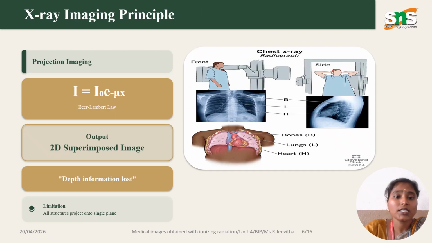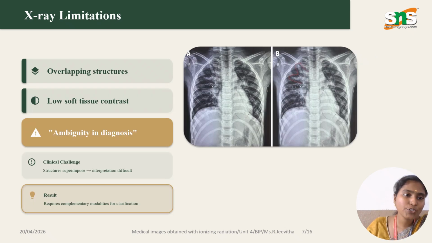Because of superposition, structures overlap and the soft tissue contrast is poor. So doctors face ambiguity in diagnosis. For example, a tumor hidden behind the bone may not be visible. So what we do is use advanced imaging like CT, MRI and so on. This one modality is not enough for all imaging. The limitations of X-ray are overlapping structures, low soft tissue contrast, and ambiguity in diagnosis. So it requires complementary modalities for clarification.